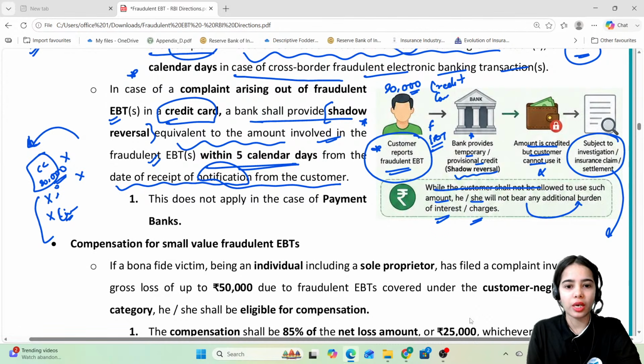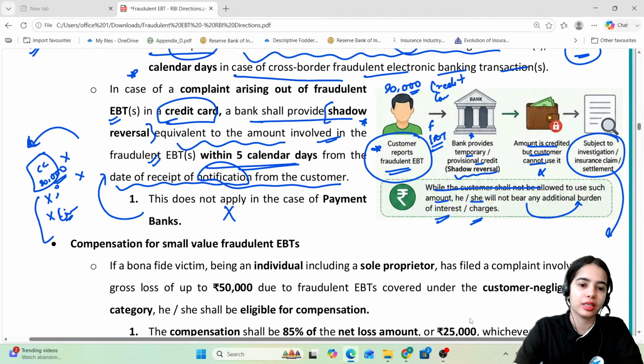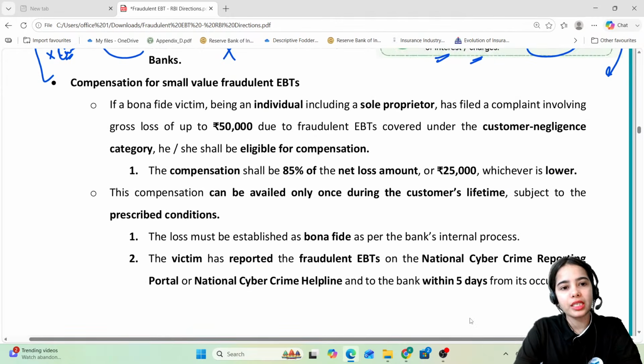Now this does not apply in case of payment banks. This particular provision does not apply. Shadow reversal does not apply in case of payment banks, because payment banks cannot lend, they cannot provide a credit card. Okay. Now coming to the next part, compensation.